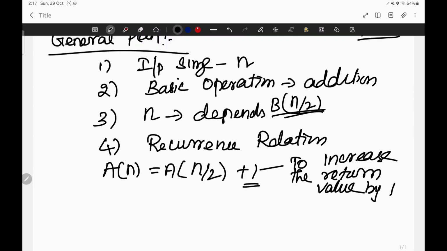2 digit, 3 digit. So if the decimal value is 3, totally how many digits? 1. So this A of n by 2, what is the meaning? Total number of additions. How many times we are doing the addition operation.